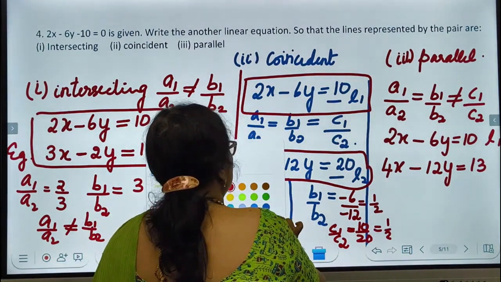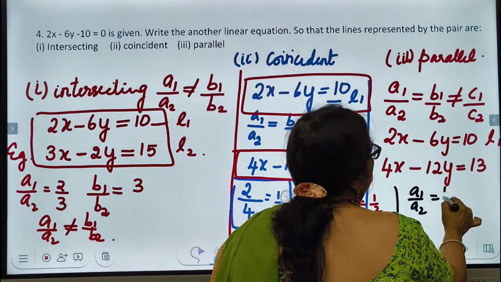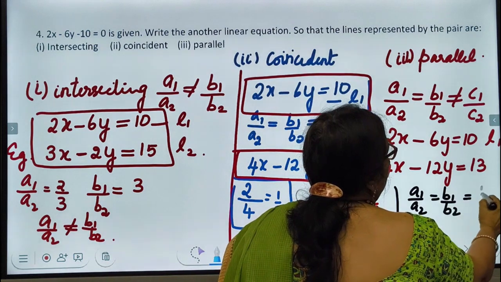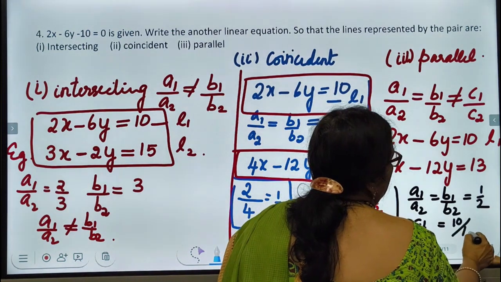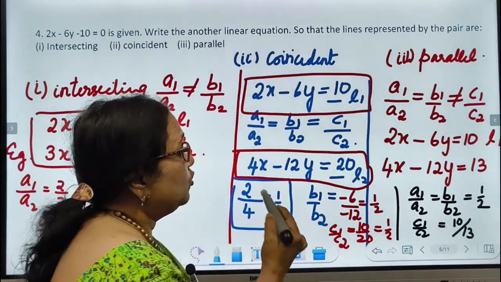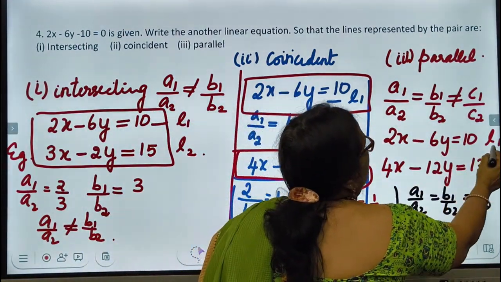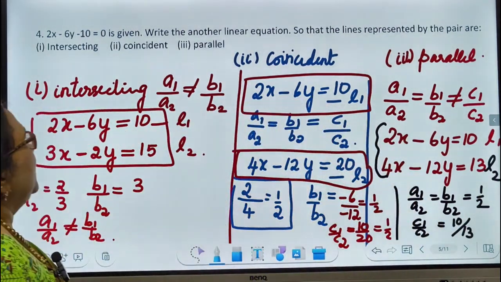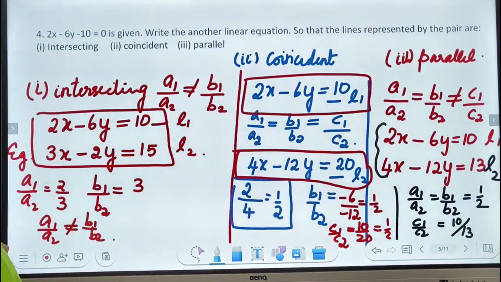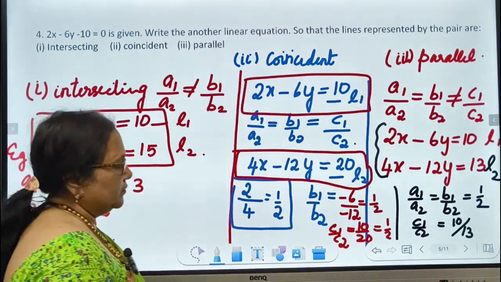Now, check the condition. A1 by A2 equal to B1 by B2 are both equal to half, whereas C1 by C2 is 10 by 13. So A1 by A2 is equal to B1 by B2 but not equal to C1 by C2. So if this is L1, this is L2, together they represent a set of parallel lines. Parallel lines do not have any solution. So that you can also add in your understanding.